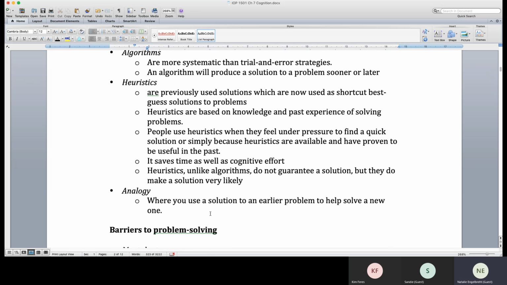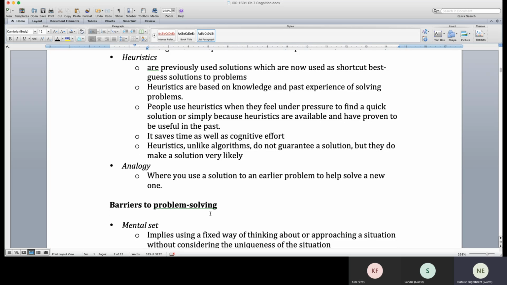Another problem-solving strategy is heuristics. Heuristics are previously used solutions which are now used as shortcut, best guess solutions to problems. Can you see how this is a problem? Heuristics are based on knowledge and past experience of solving problems. People use heuristics when they feel under pressure to find a quick solution, or simply because heuristics are available and have proven to be useful in the past. It saves time as well as cognitive effort. Heuristics, unlike algorithms, do not guarantee a solution, but they do make a solution very likely.